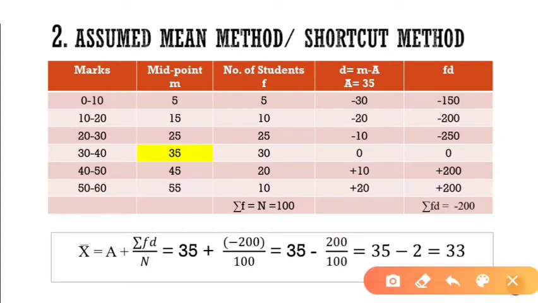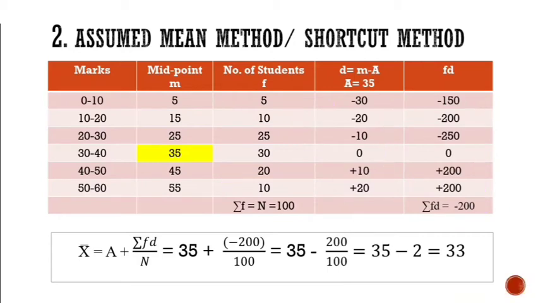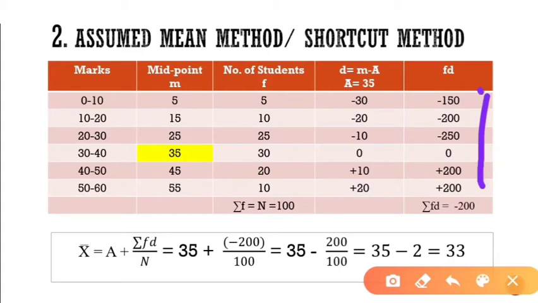So after this we have to multiply this f, frequency, which was already given to us, and the d, which we have calculated now, and we are getting this column. And take care of this thing, that plus minus will be minus over here and plus plus will be plus. After multiplying this, we are getting this column. We have to add these things. The minus terms will add up and the plus terms will also add up.